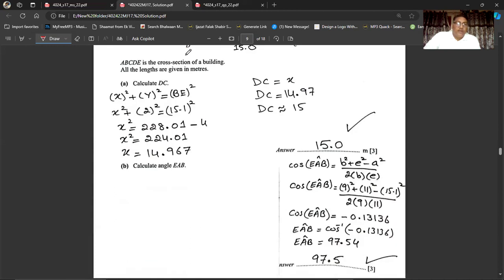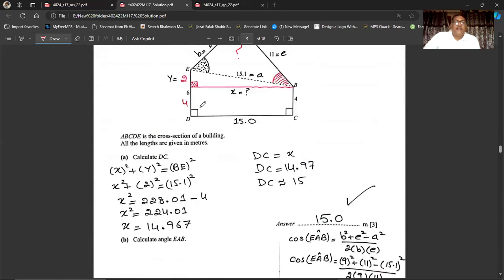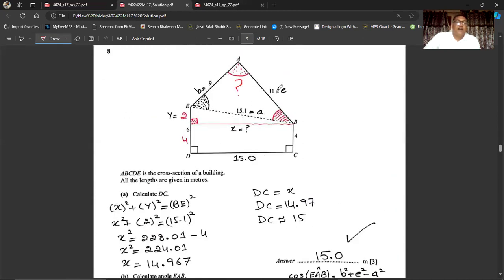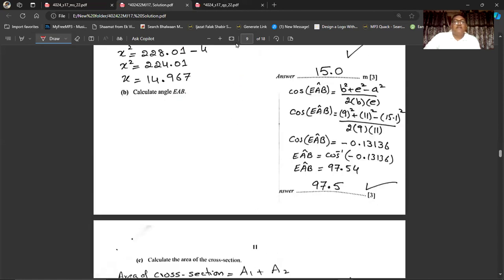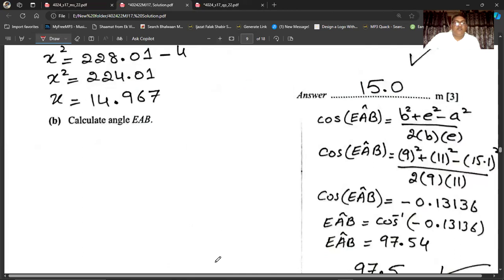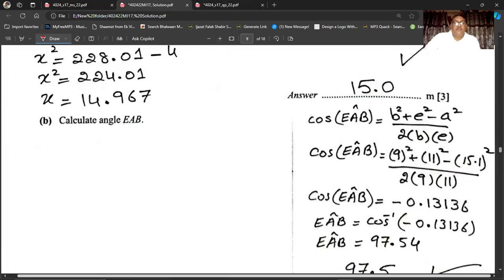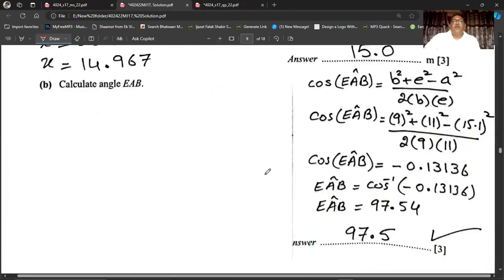Okay. So here we go. You can see I'm going to apply the cosine rule here. This is E, this is B, this is A. Because I want this angle, let me increase the size so you can see that question. So cos of the angle EAB is equal to B square plus E square minus A square, and in the denominator you will have 2 into B into E, sorry.